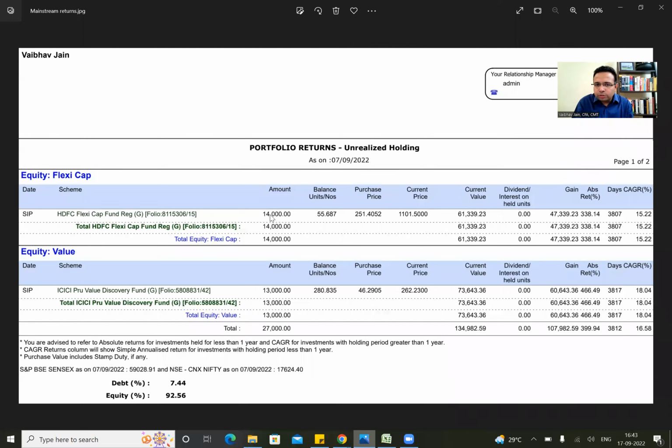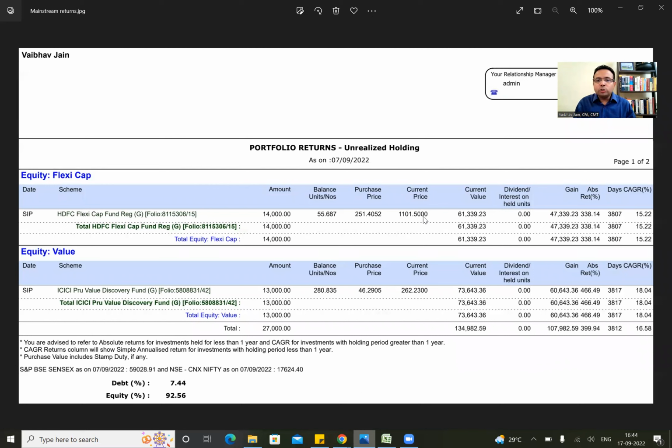They show you the amount you invested, and then obviously the number of units you have invested in. So 55.687 is the number of units across those 14 months. Purchase price is the average price which they have taken, 251.4052. And then the current price is nothing but the current NAV, 1101.